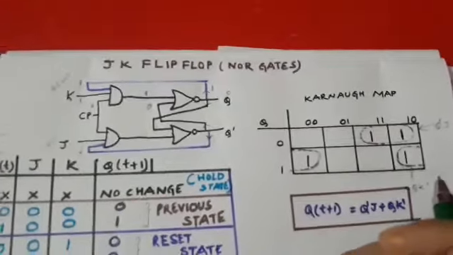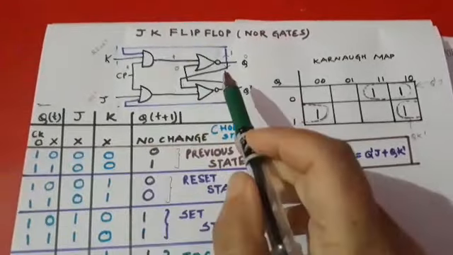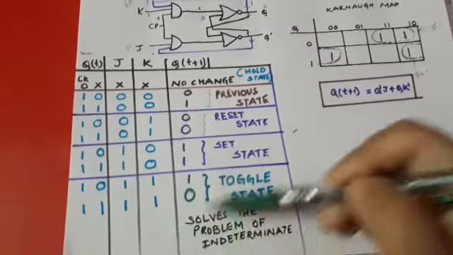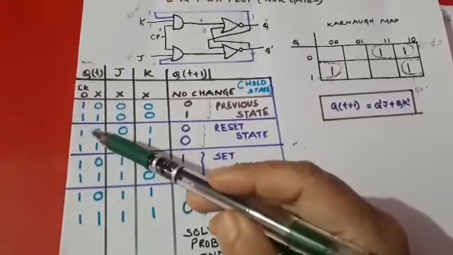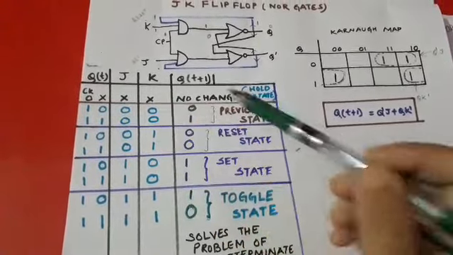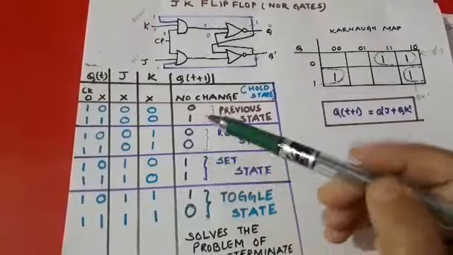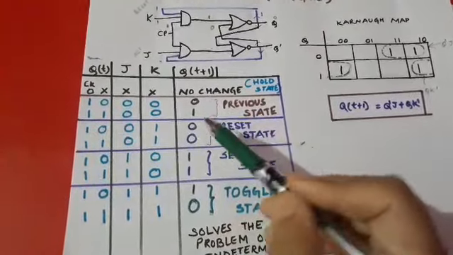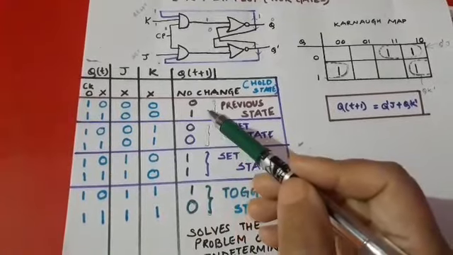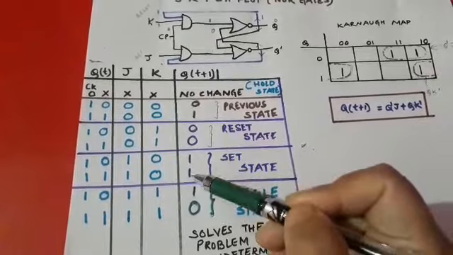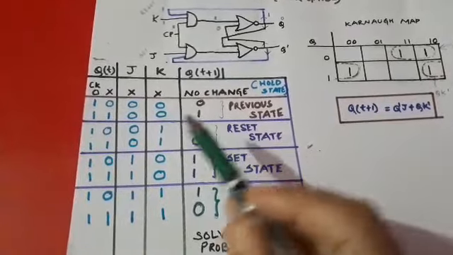Now it's time to draw the Karnaugh map for the JK flip-flop. Like we did in our previous RS clock flip-flop, here also we'll do the same. This is our truth table and these are the combinations. We have Q(t), J and K, and with the combination of these three inputs, we get the value of Q(t+1). We will pick up those rows where the value is equal to 1, the way we did earlier. Here we have four values, so we'll pick up the combinations.